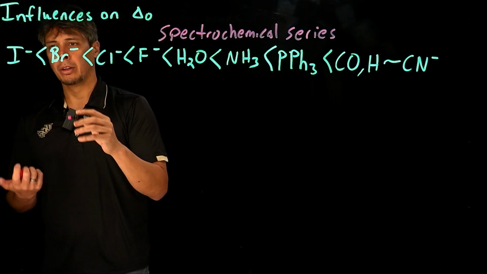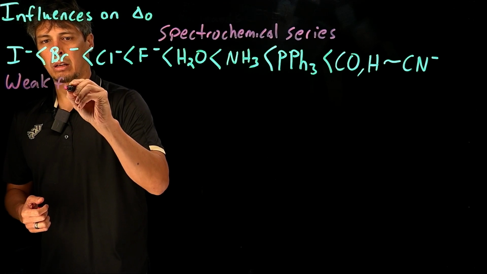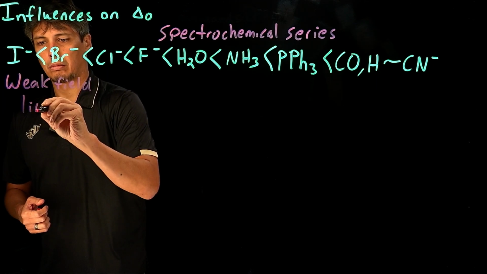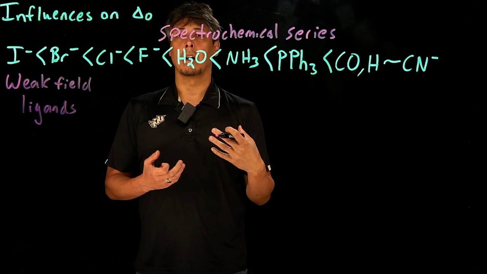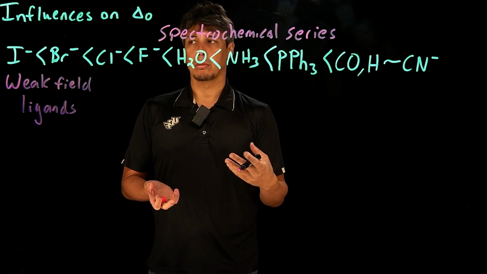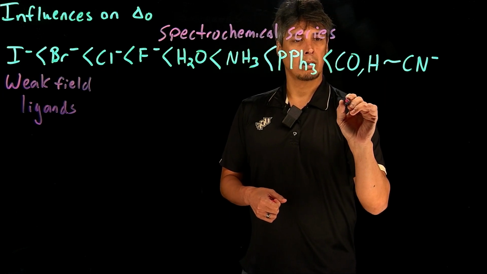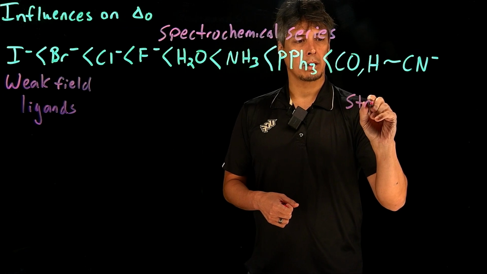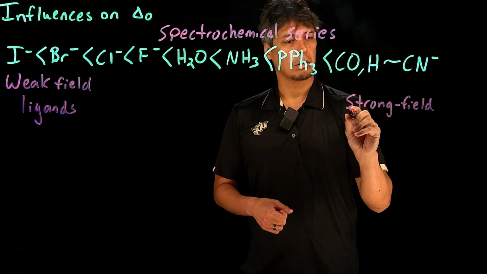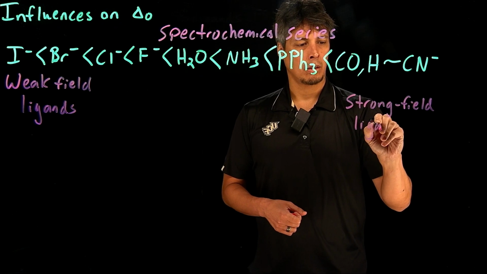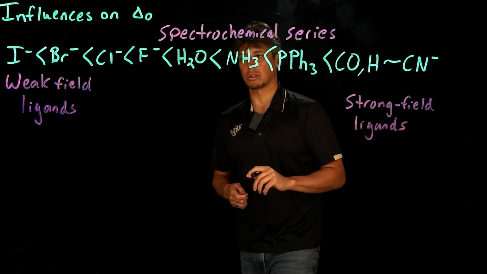Now, on this end, we have what are referred to as weak field ligands. Okay. So these will promote a high spin state versus those that are on the opposite end, or have a stronger field, are referred to as strong field ligands. And these will promote formation of the low spin state.